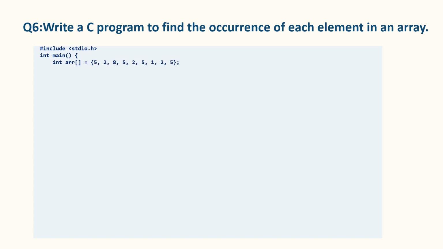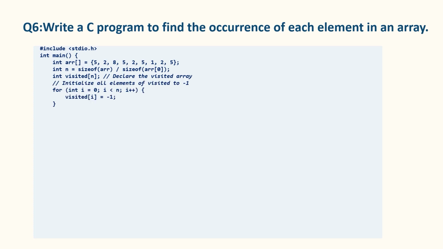arr is declared as an integer array and initialized with a predefined set of numbers, then we calculate the number of elements in the array by dividing the total size of the array by the size of its first element and store it in the variable n. After that, we declare another array visited, which will keep track of which elements have already been counted. The for loop initializes all elements in the visited array to -1, indicating that no elements have been visited yet.